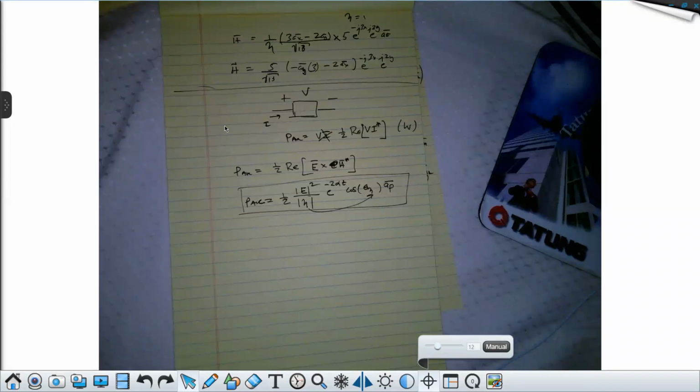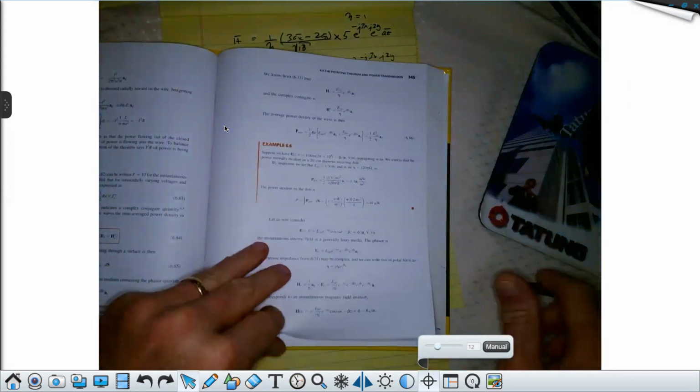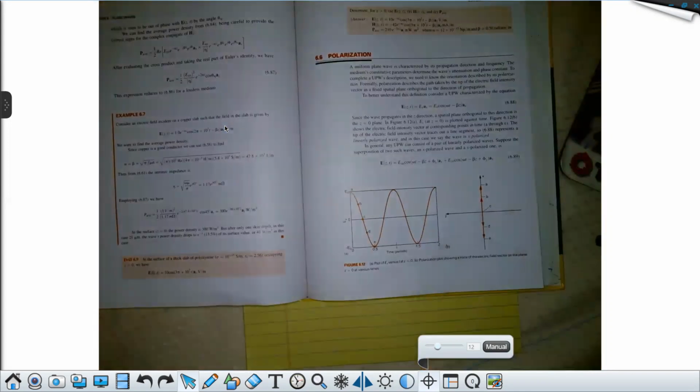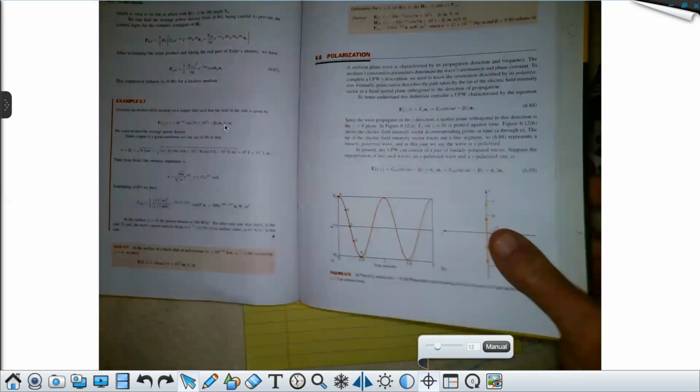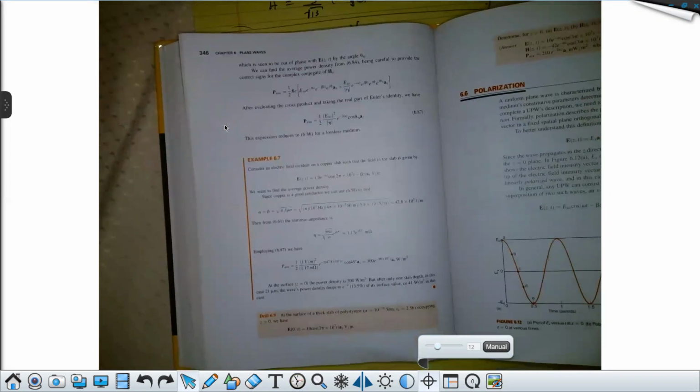One I had in the reading that you assigned last time, it's on page 346 and then goes on to 347. Okay, let me show everybody because some people might not have their book. I hope you can see it okay. This is 346 right here, and it's the drill 6.9.